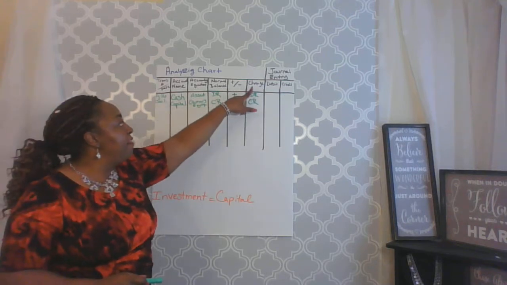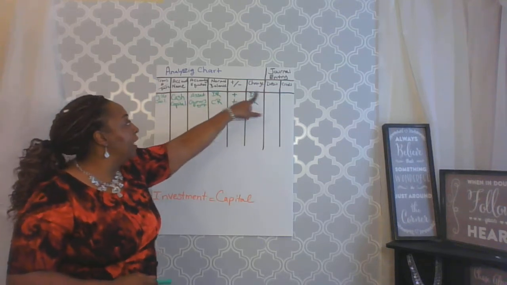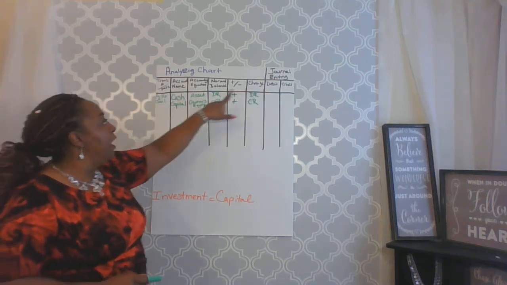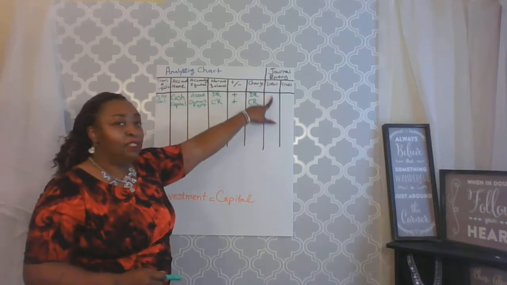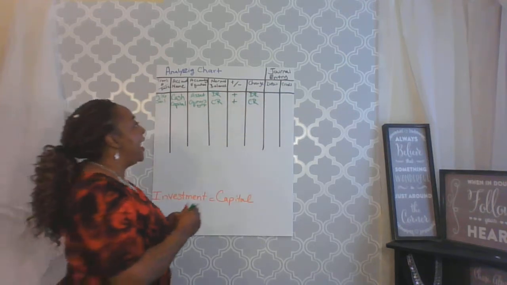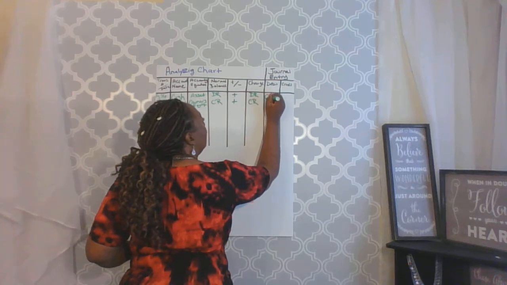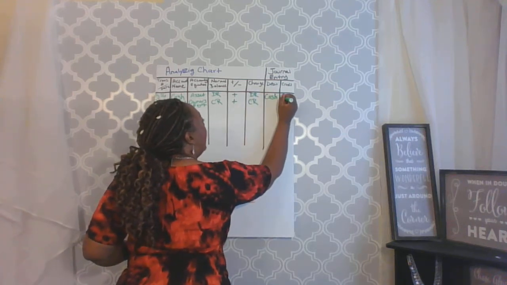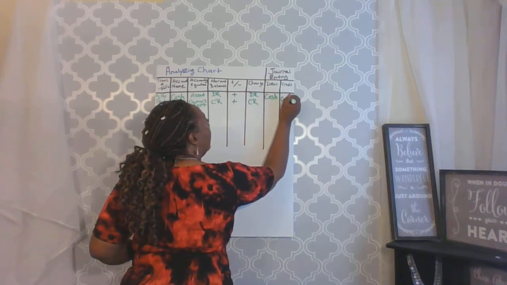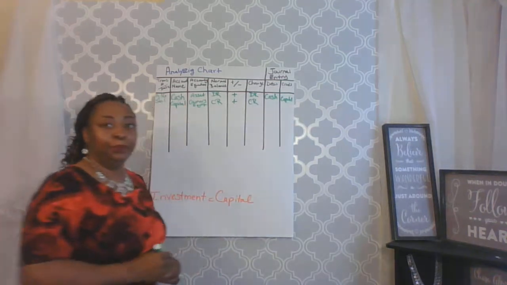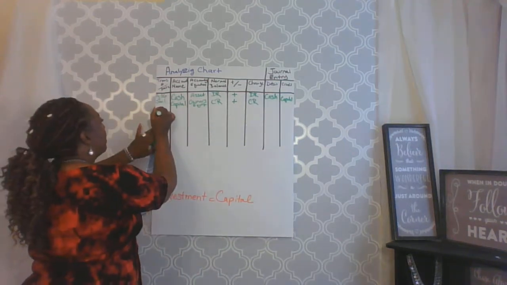So when we have that, we go back to what our accounts are. And what account do I debit for my journal entry? It's going to be cash. So I will debit cash and I will credit capital.